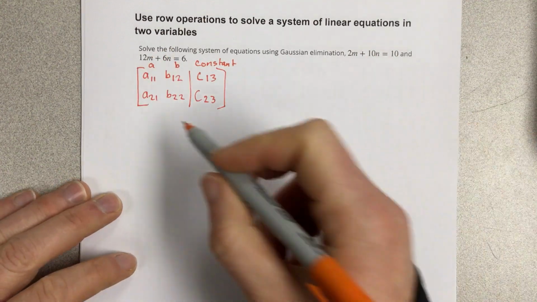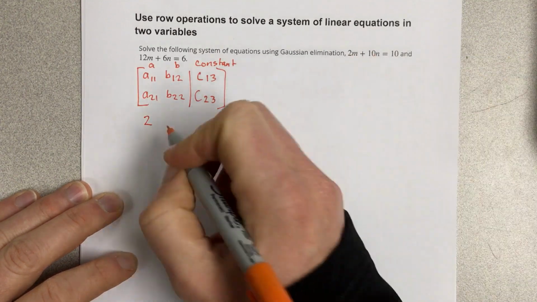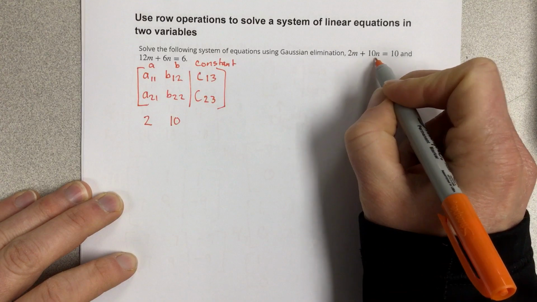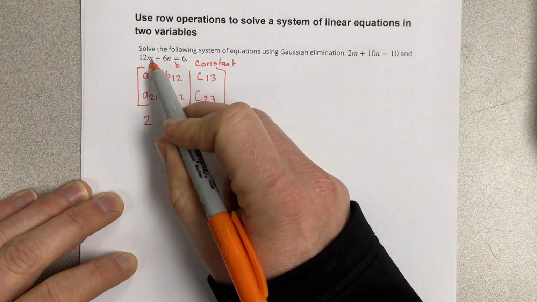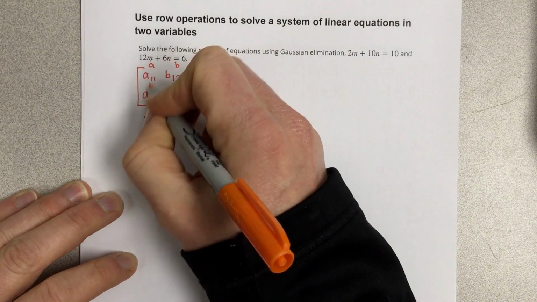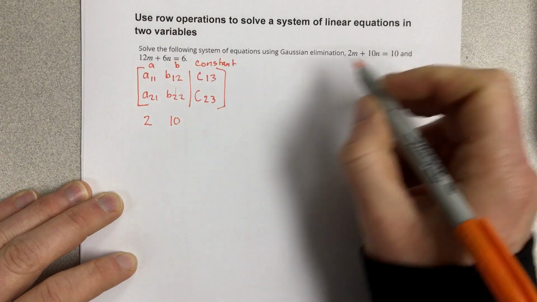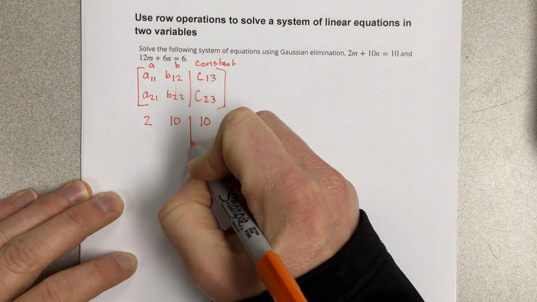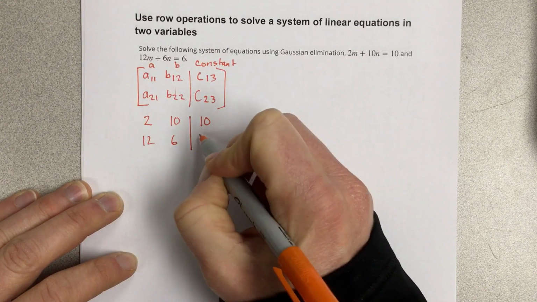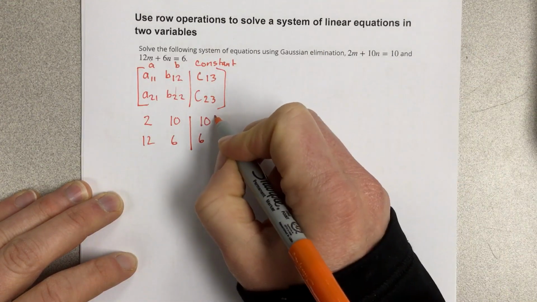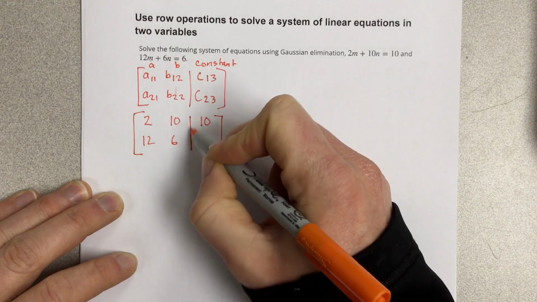And so when I go to write this augmented matrix, I'm going to say that I have 2 on the M, 10 for the, and I wrote these as A and B. I screwed that up. This is the M and N column. So this should be the M column, and this is the N column. So then this would be 10 here. And then I have 12, 6, and 6. And that's how you write this as an augmented matrix. This is the equal sign here.